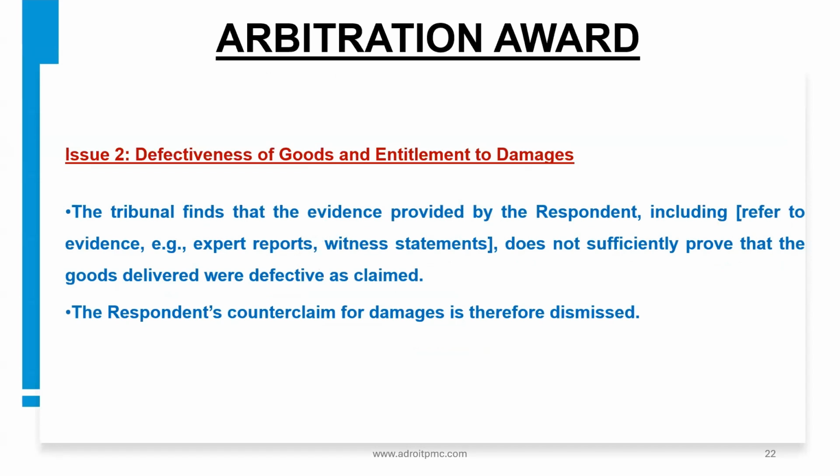For this specific issue, he has given his findings based on the submissions by the parties. Next is the defectiveness of goods, that is the issue raised by the respondent here. The tribunal finds that the evidence provided by the respondent, including the evidences he has mentioned, does not sufficiently prove that the goods delivered were defective as claimed. So the respondent's counterclaim for damages is therefore dismissed. Here the arbitrator states that the respondent's claim for damages because of defective goods is not substantiated. It is not proved by the respondent with proper documents. Hence, he rejects the respondent's statement.